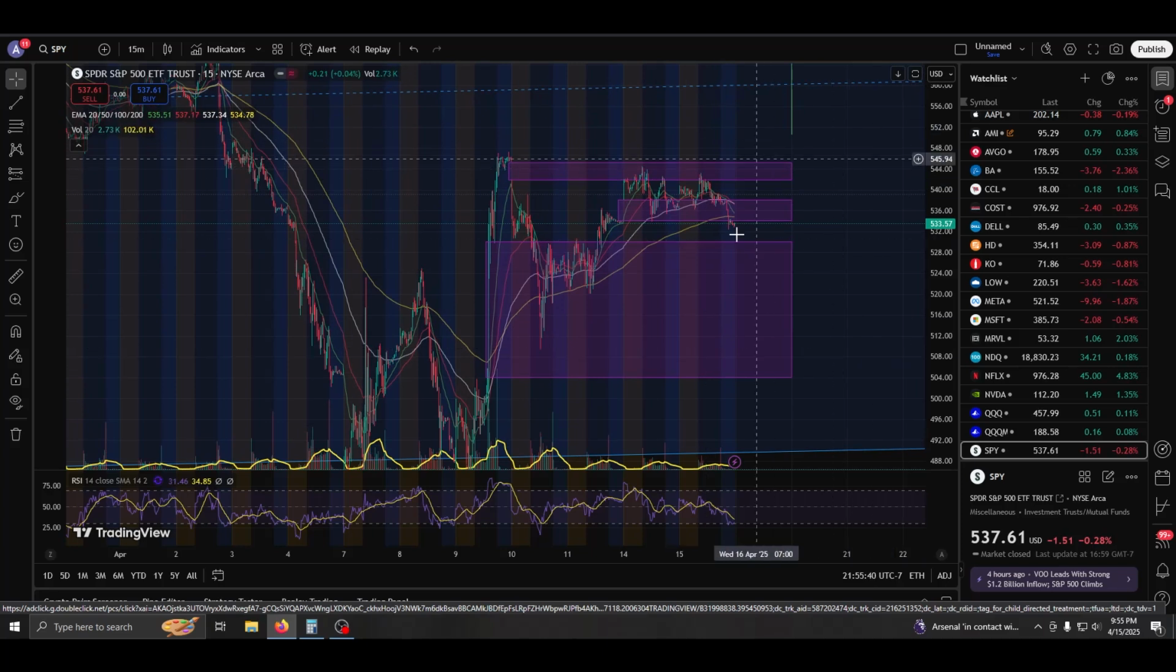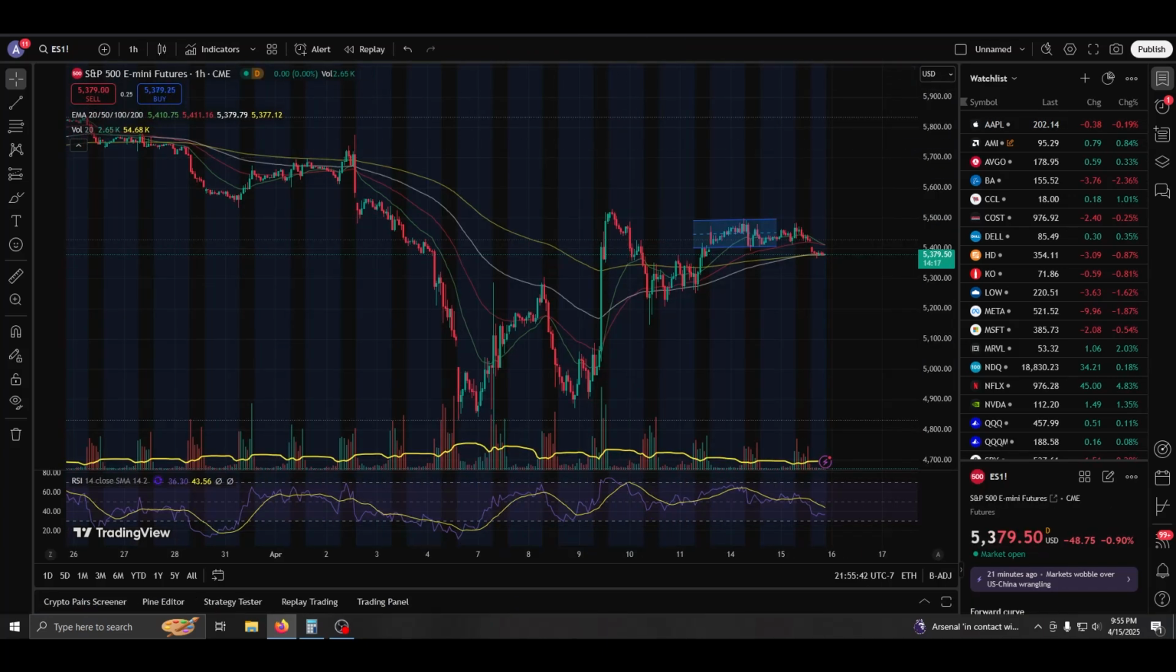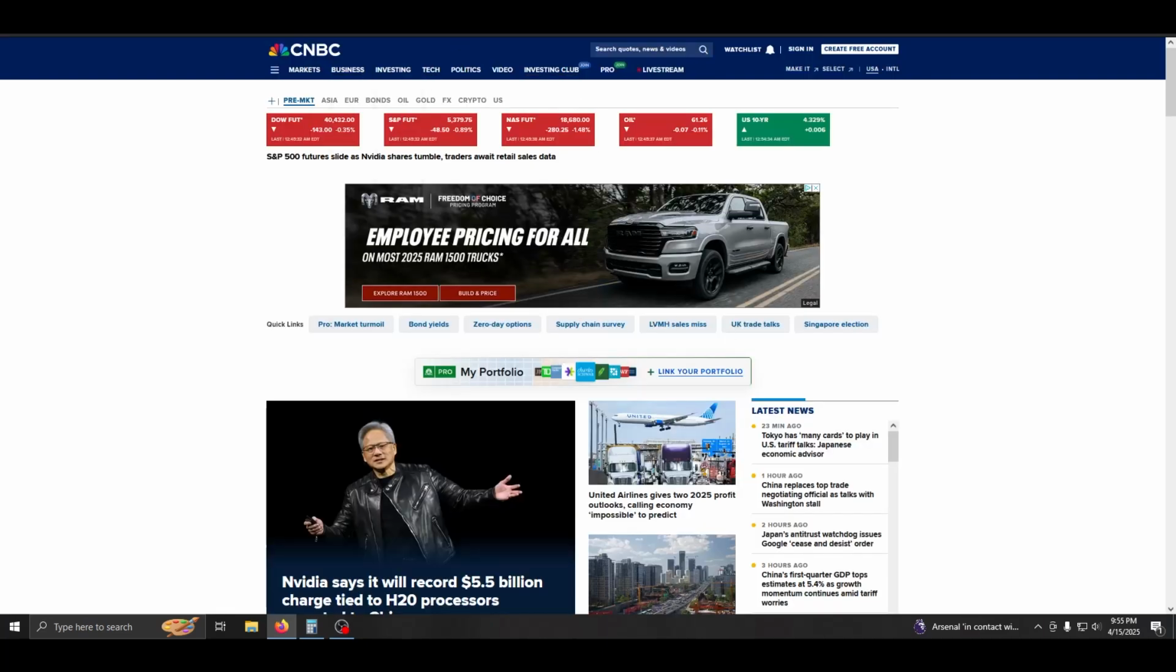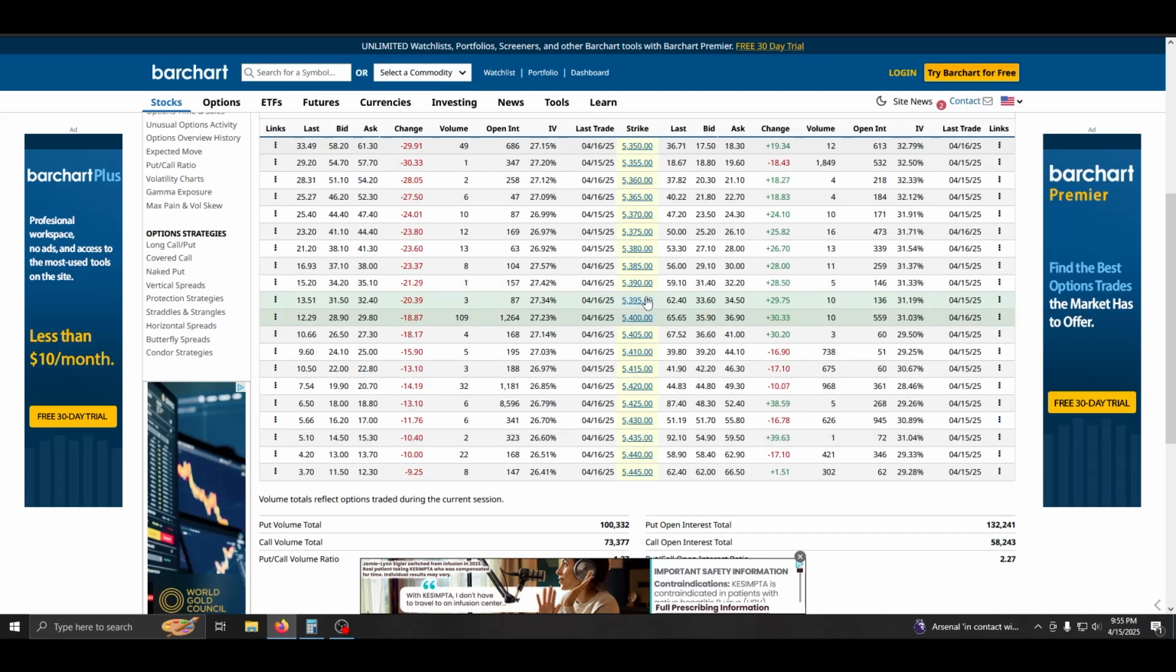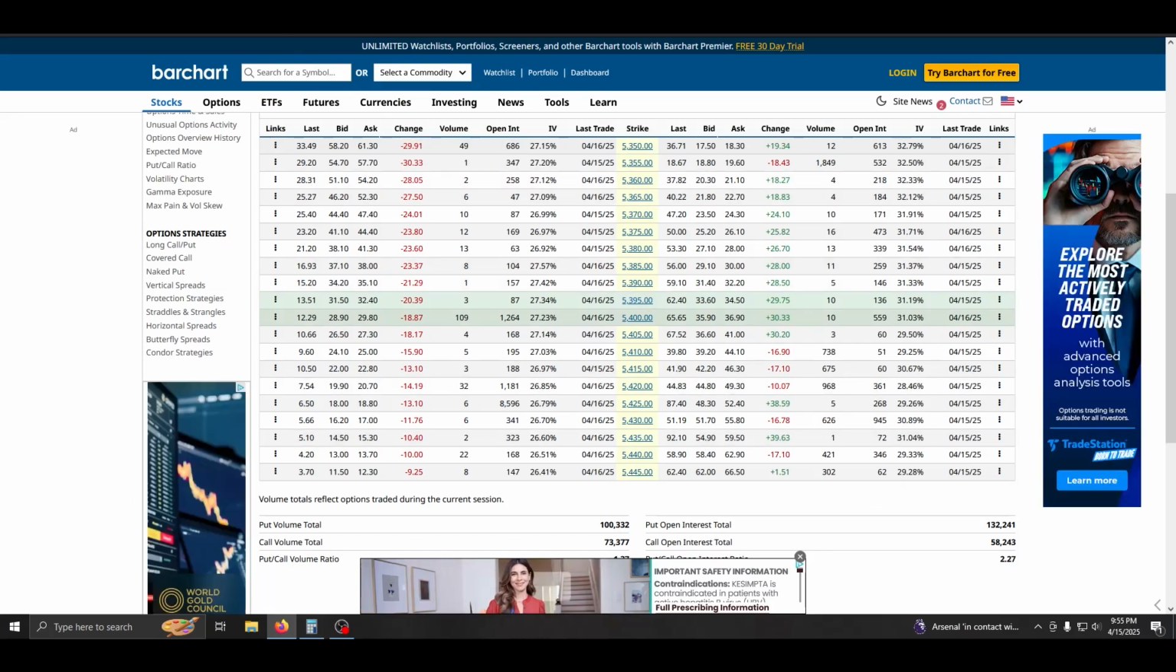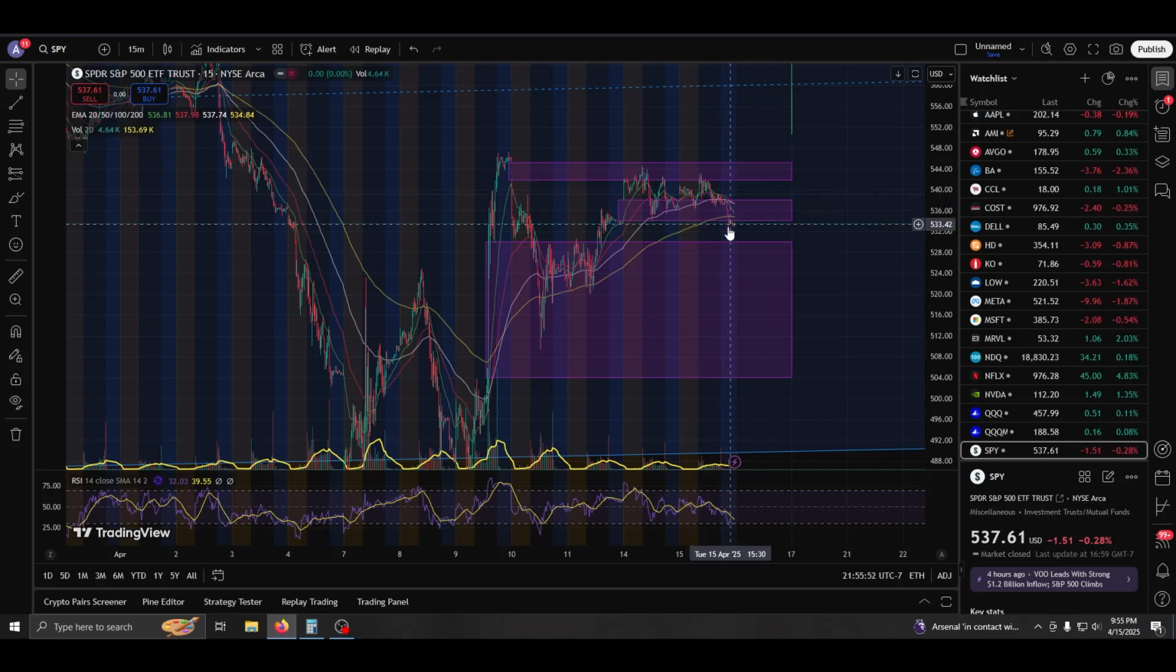And we're going to actually put a directional trade on this. We're going to look at futures. We're going to look at what the CNBC Finance is saying, and we're going to see if it all correlates to the underlying premium.